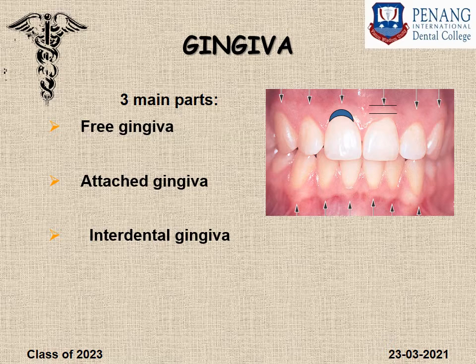This belongs to what is called the attached gingiva, because it is attached to your underlying bone. The third one is your interdental papilla, that is the area between the teeth. This small triangular area is called your interdental gingiva.